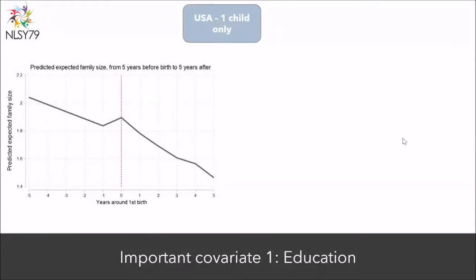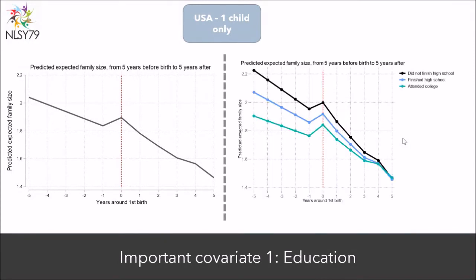In terms of important covariates for one-child women, the first one was education, which came across strongly. So not only were there significant differences in intercept, with those who did not finish college expecting more than those who attended college, but by the end they converge.